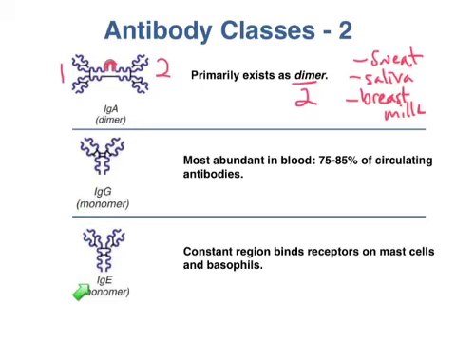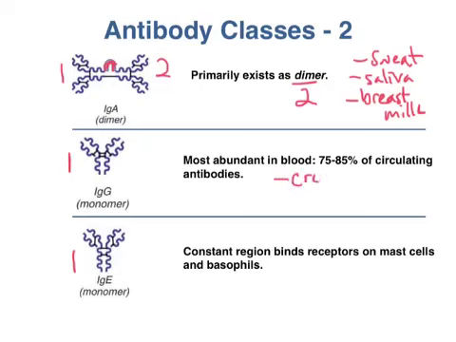IgG and IgE are both found as monomers, so just one antibody. IgG is the most abundant antibody. The vast majority of the antibody circulating in your blood is IgG, so 75 to 85% of the antibody in your blood. IgG has a number of different functions.